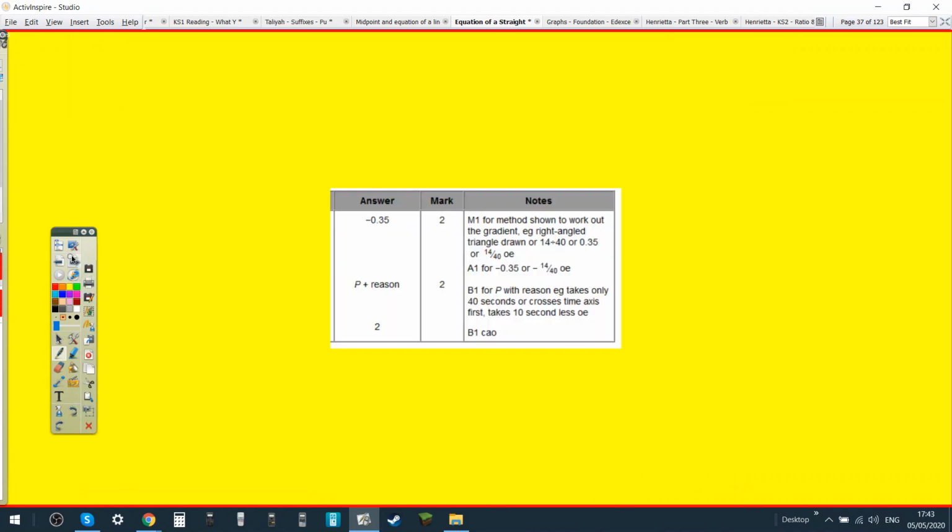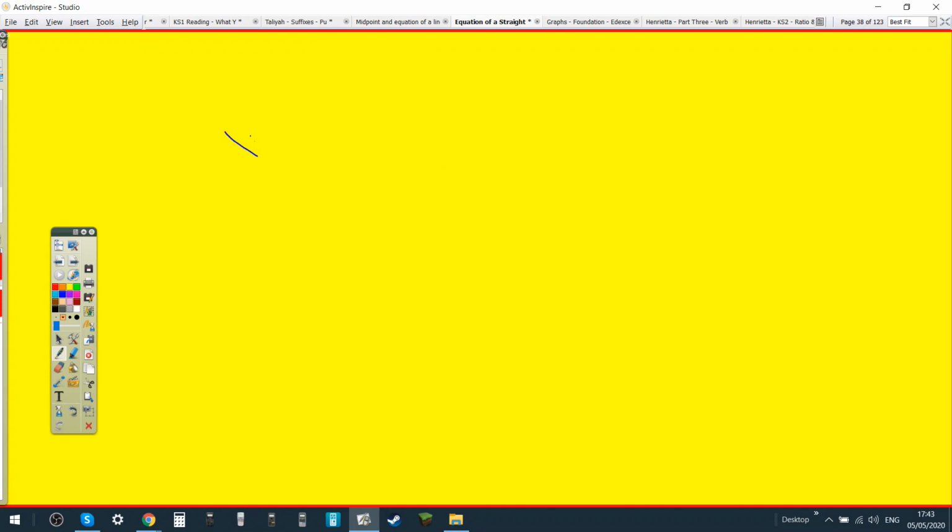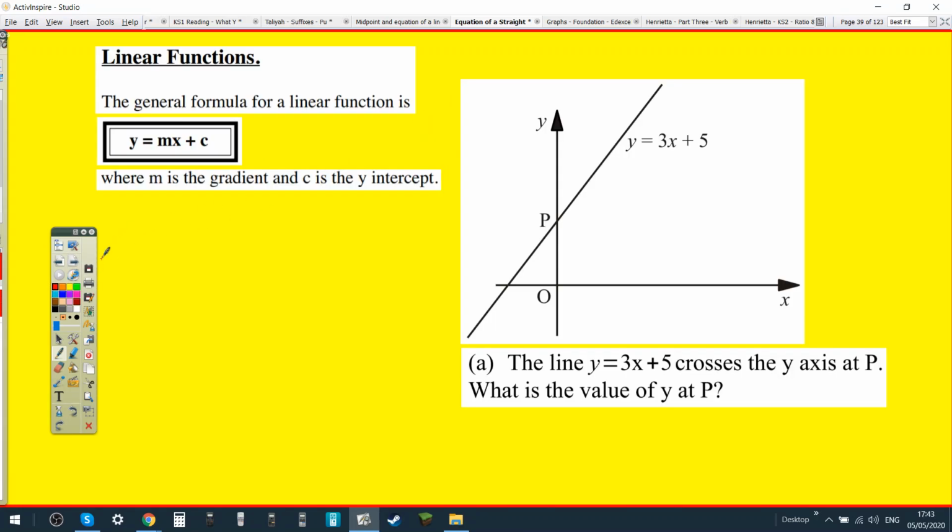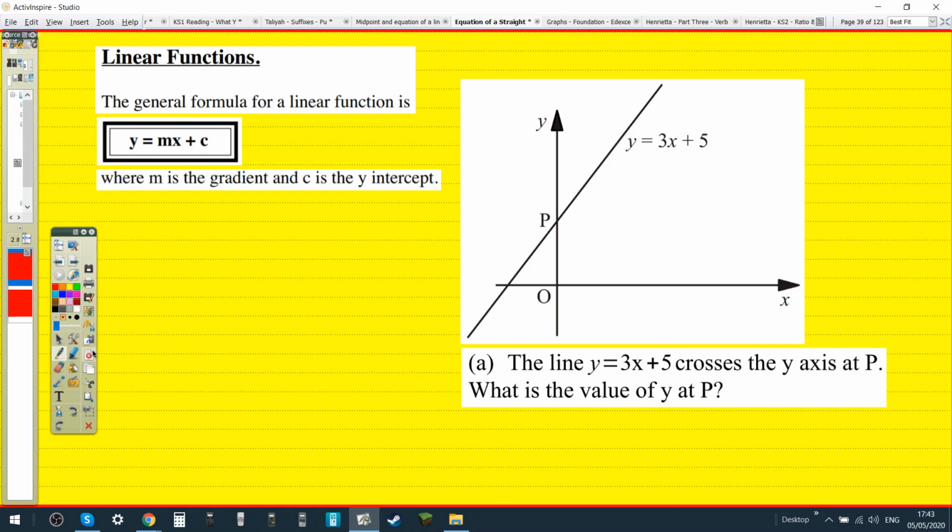Okay, let's see, gradient. What do you give yourself for gradient? This is very tricky because it's put in context. So this one, it is y equals mx plus c. M is the gradient, c is the intercept. So y equals 3x plus 5. What is the gradient? What is the intercept?